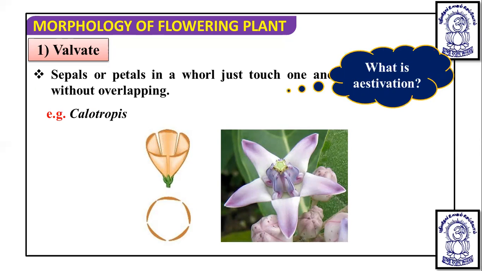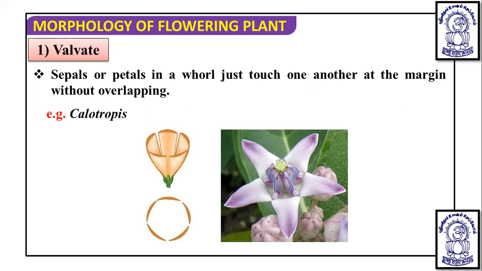So what is estivation that we have discussed? In the valvate estivation, if you see, these are the 1, 2, 3, 4, 5. Five petals are there. They are just touching each other without overlapping. You can see here also they are not overlapping. Their ends are not overlapping each other. They are just touching each other. Then it is known as valvate.